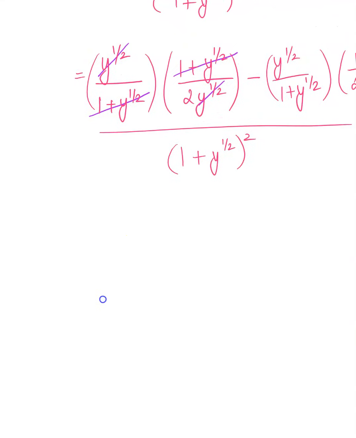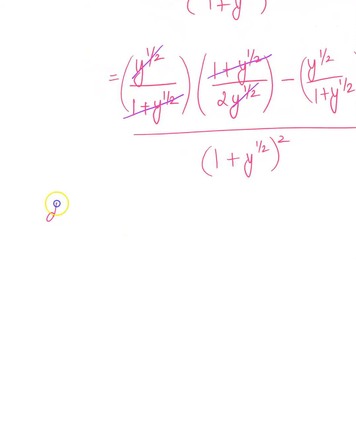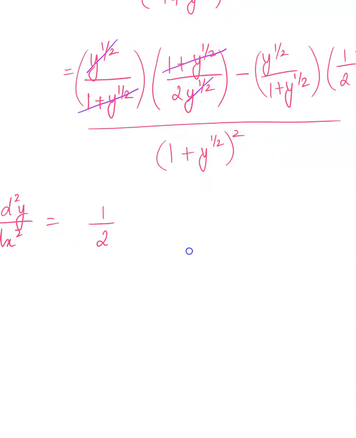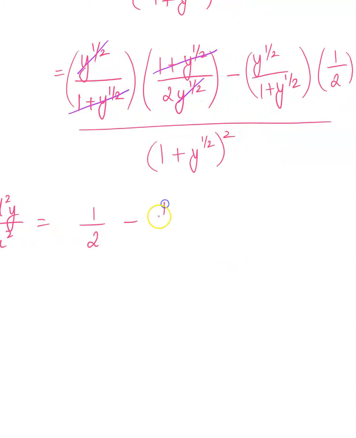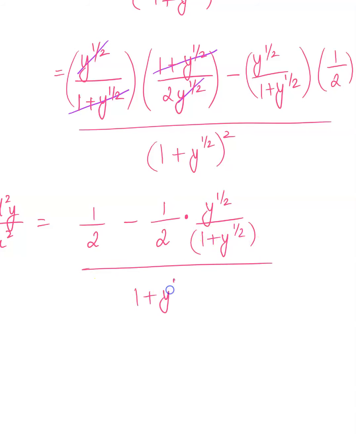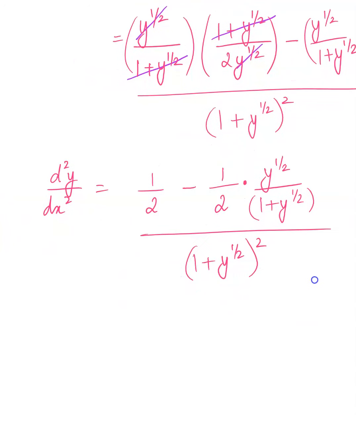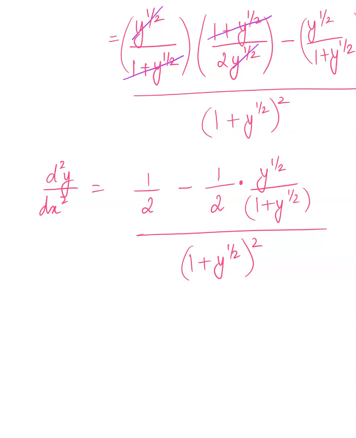And that went a little out of range for you. Let's see, d squared y over dx squared. This first term, everything cancelled except the 2, so it's going to be 1 over 2. And for the second term, I had a 1 over 2 times y power half over 1 plus y power half, all over 1 plus y power half the whole squared. Okay, now things are back in focus because we have simplified them.